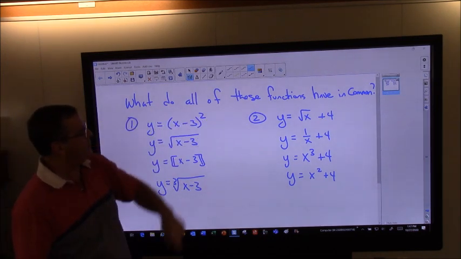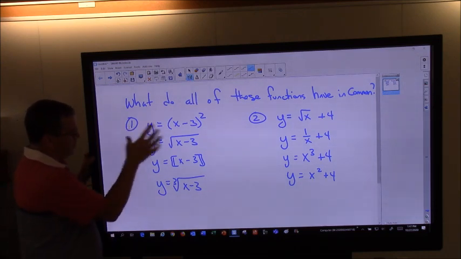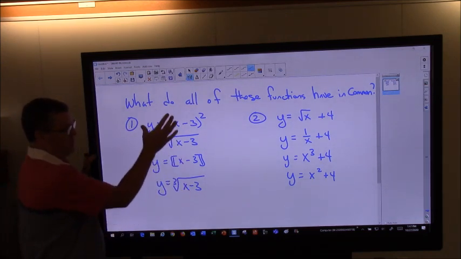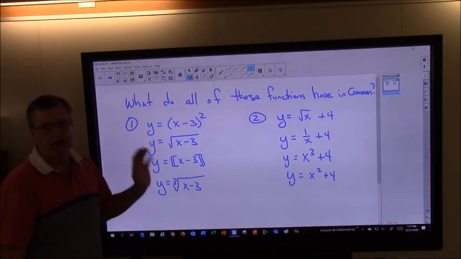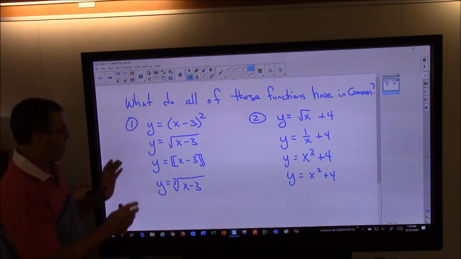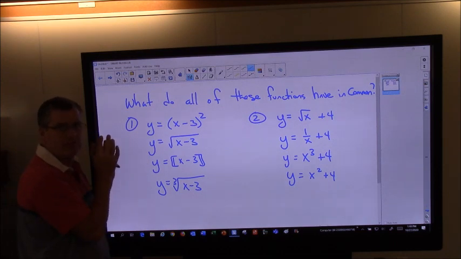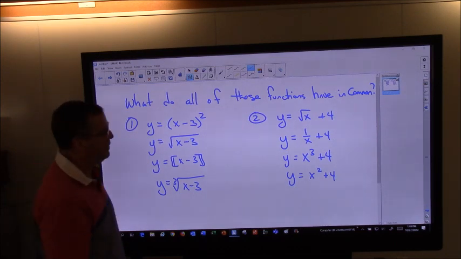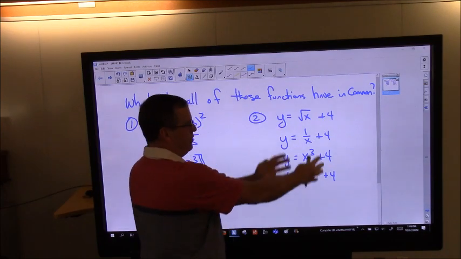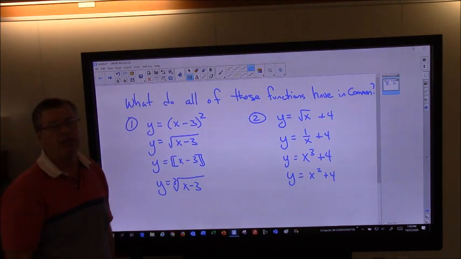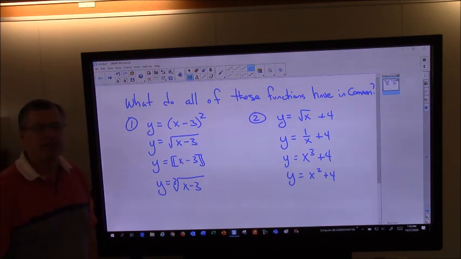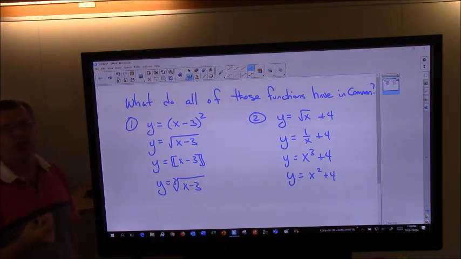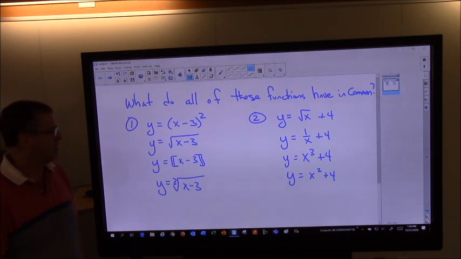What do all of these functions have in common? So for number one, what do all of these have in common? Don't tell me they all have an x and they all have a 3 and we're all subtracting. That's not what I mean. If you were to graph these, what do they all have in common? And if you were to graph these four, what do they all have in common? I'm not looking for numbers. I mean, although there is like one number in the answer, but I'm looking for more of an explanation as to what happens. Okay, let's just think about it just for a second.